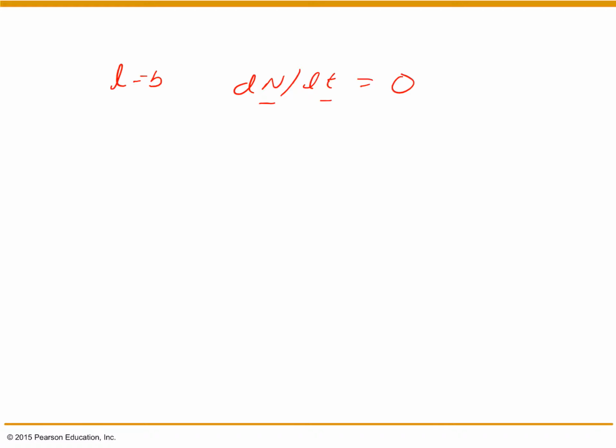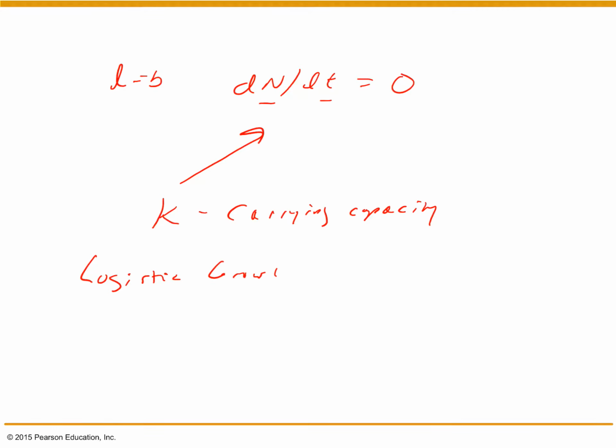So again, this represents a quantity called K, or carrying capacity for the population, or carrying capacity of the environment for the population. All right, so we can rewrite the equation for population growth to include birth and death rates that vary with population size, and we end up with what's called the logistic growth model.